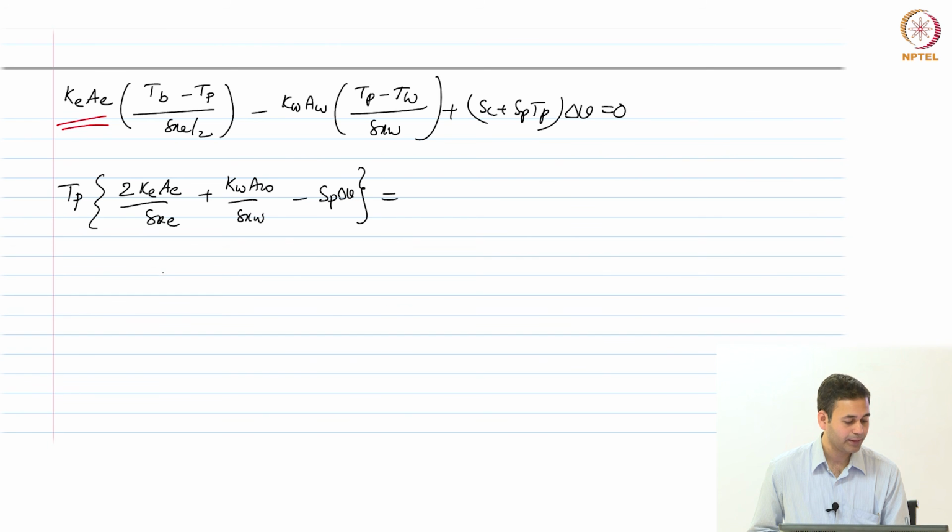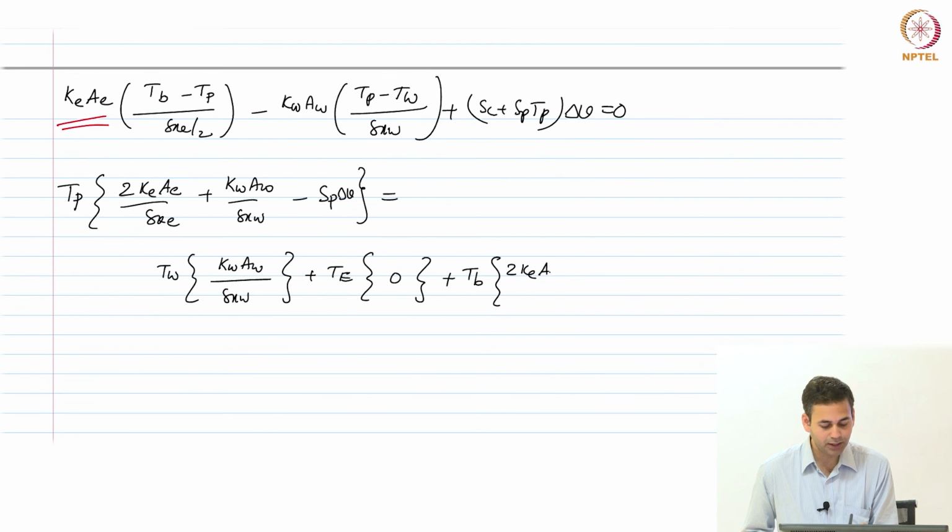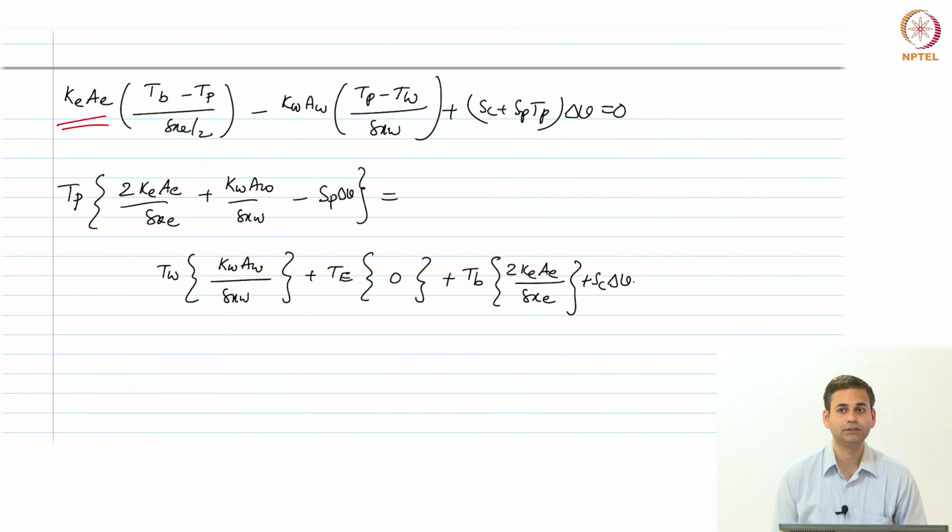This would be Tw times Kw Aw by del xw. What would be the coefficient for T east, T capital E? 0, we do not have anything, plus what about Tb? Tb has the same coefficient as that went into the coefficient of Tp, that would be 2Ke Ae by del xe, plus Sc times delta V. Do you all see this? Is this correct?